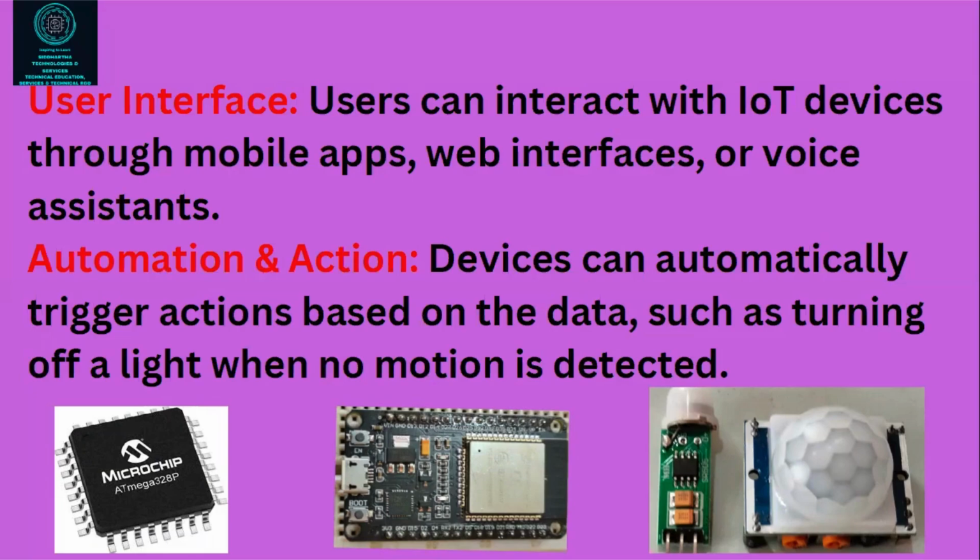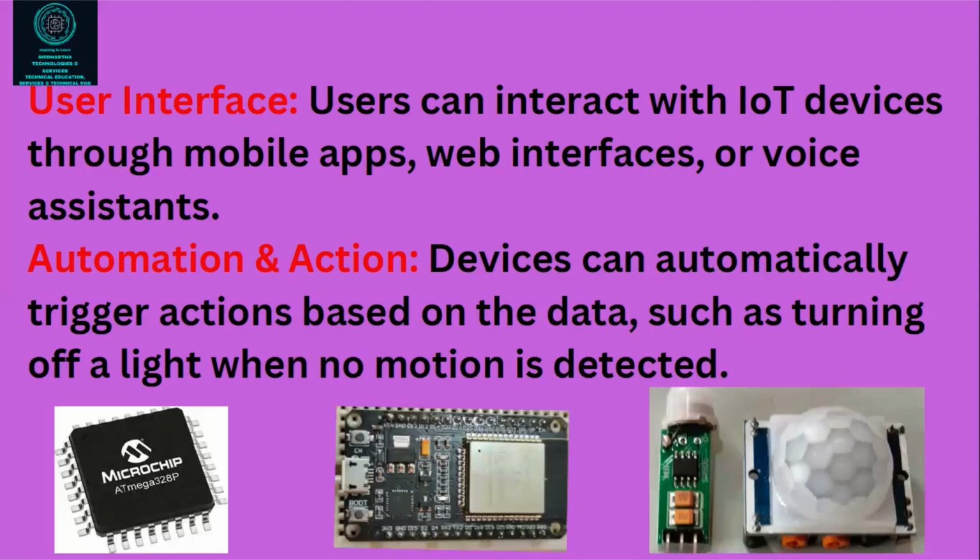Automation and action. Devices can automatically trigger action based on the data. Whatever data you send to them, it will automatically trigger accordingly to the data and the code we are writing on it. Such as turning off a light when no motion is detected, right? Motion detection we can use to control the turning of lights, or for a security system and all.